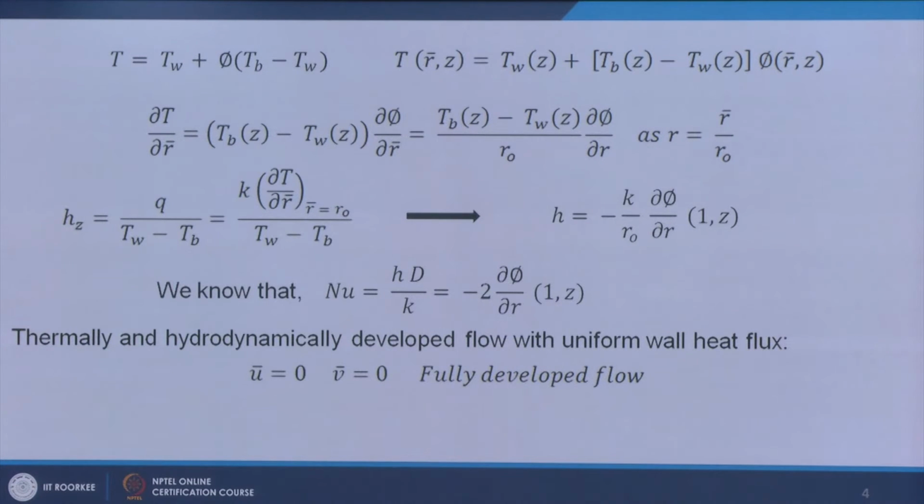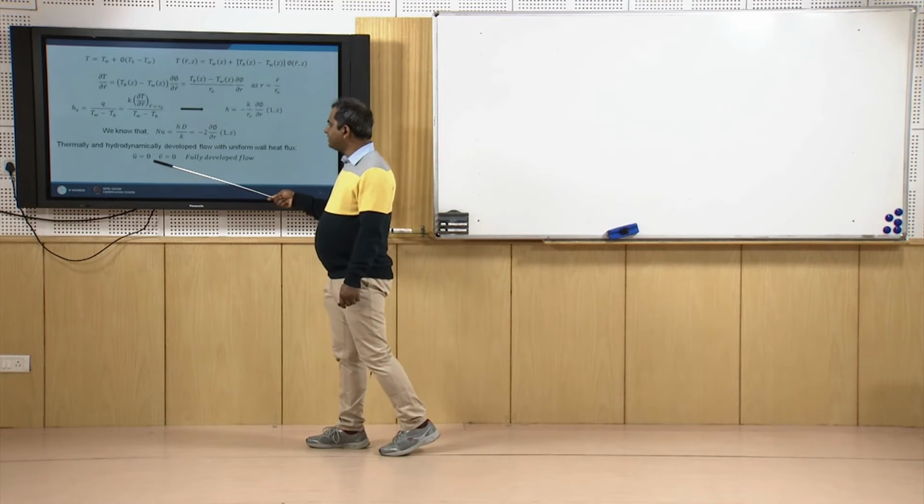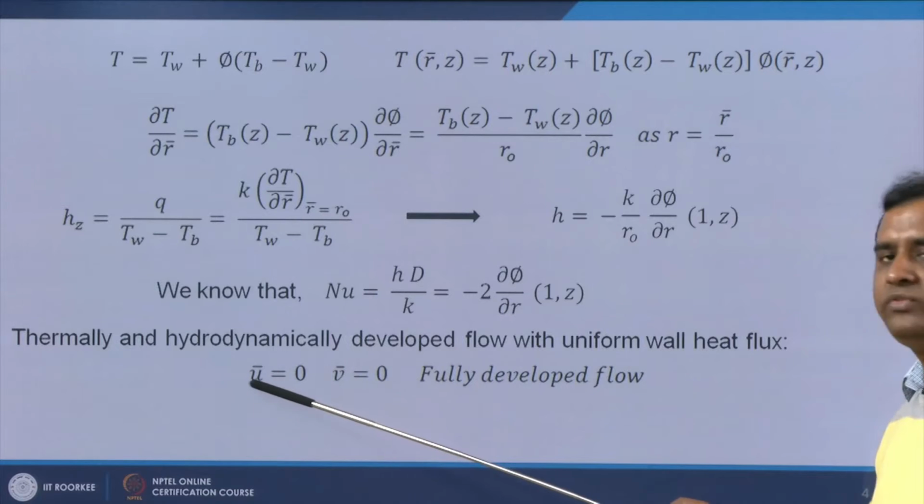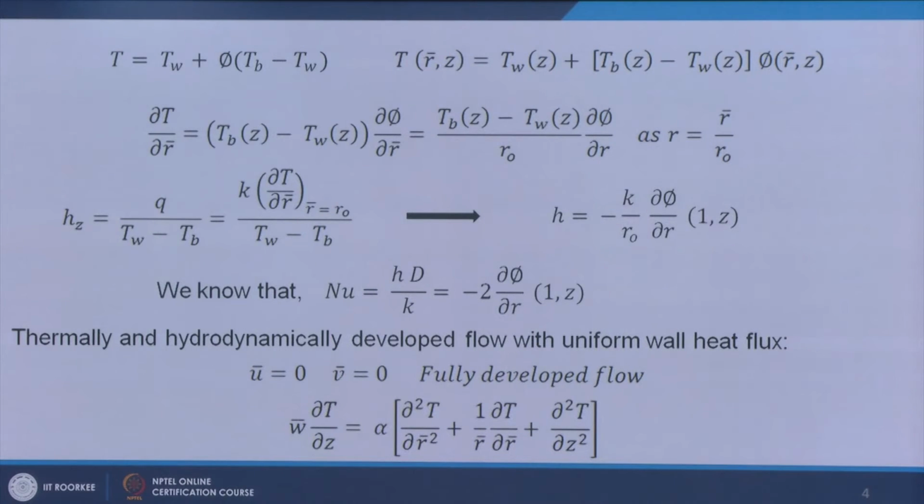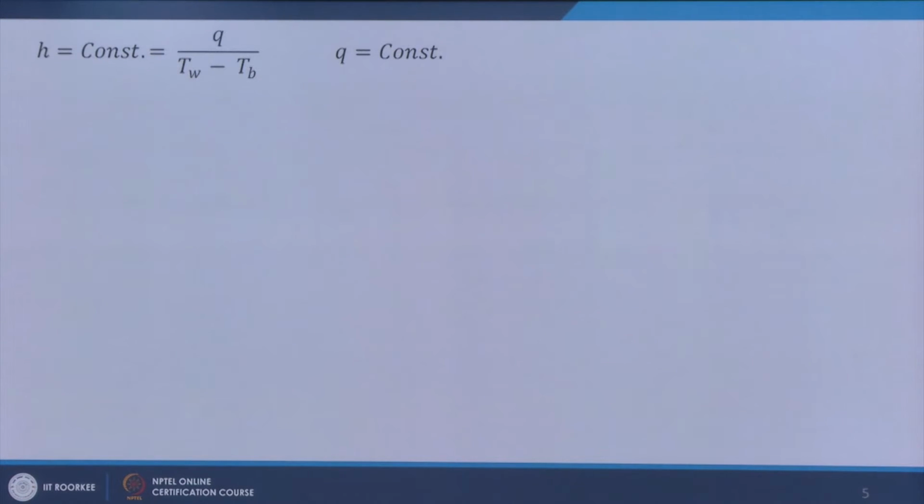Now let us see thermally and hydrodynamically developed flow with uniform heat flux, which we are supposed to discuss in this lecture. For that case, as it is fully developed, u and v will be 0. So my equation will turn into this one. On the left hand side we have the convection, but this time W is not a constant, and on the right hand side we have the conduction terms. Azimuthal conduction has been neglected.